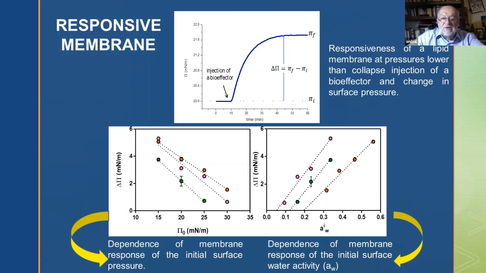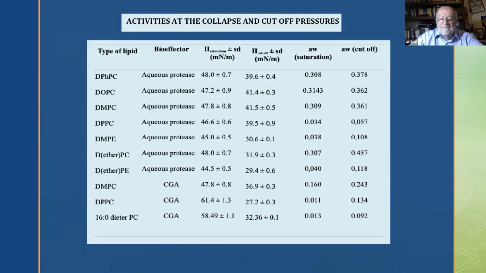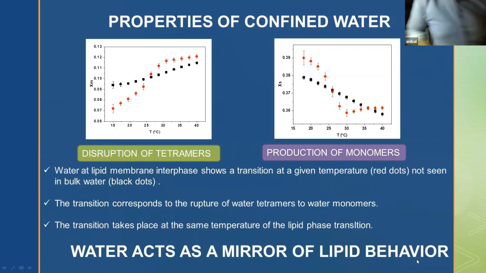The question now is, which are the properties that we have in this context? We can see, for instance, that this is the water activity corresponding to the collapse pressure, and this is the activity corresponding to the cutoff, i.e., the minimum water activity that the membrane needs to respond. And we see that the cutoff is a little bit higher than that of the saturation. So there is some kind of water that is beyond the hydration water that is needed for the thermodynamic response of the monolayers.